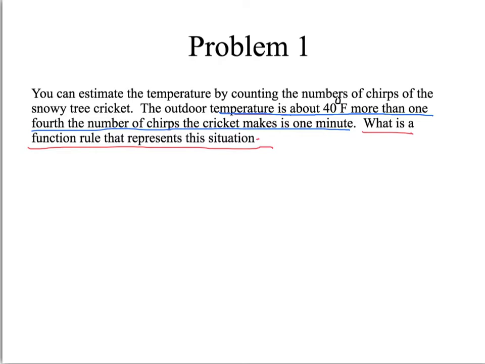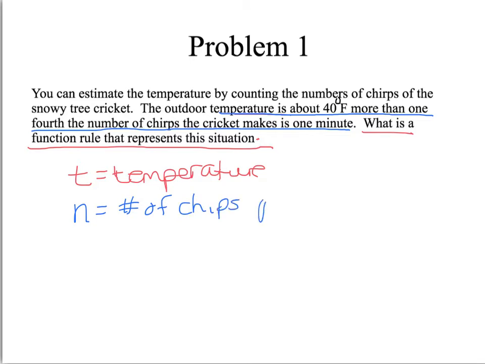So we need to define our variables. The 2 variables we have are temperature, so we'll do T equals temperature, and the number of chirps the cricket makes in 1 minute. So let's do N equals number of chirps per minute. Okay, those are the 2 variables being related. The temperature is changing based on the number of chirps made per minute. So what's a function rule that represents this situation?